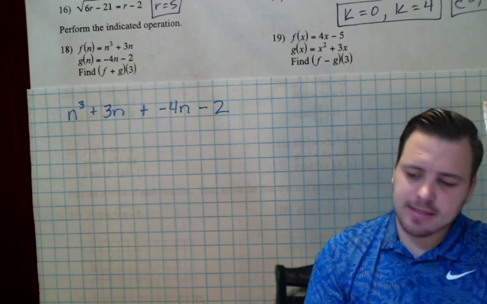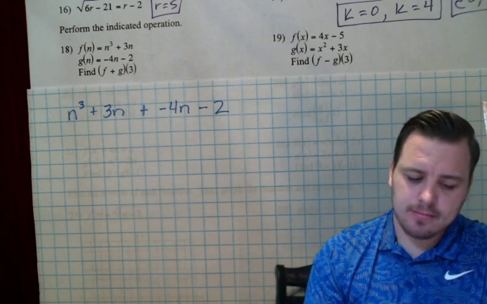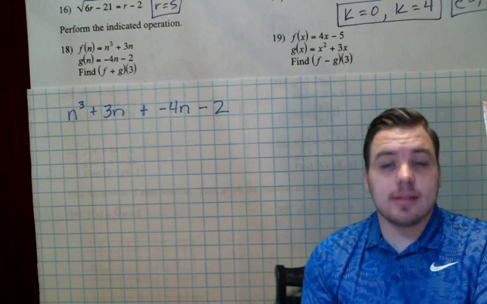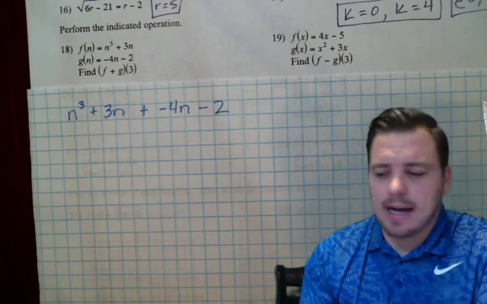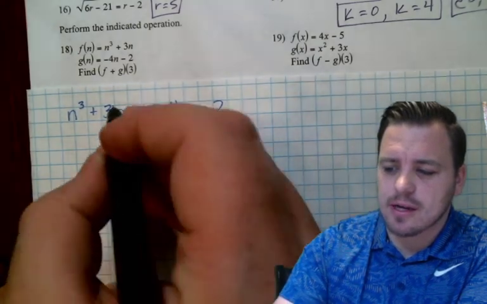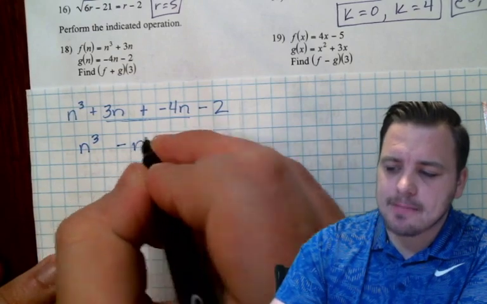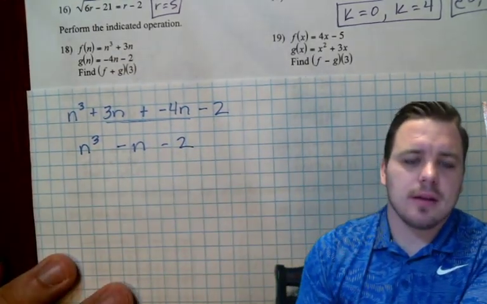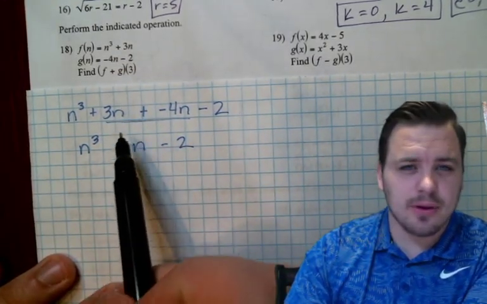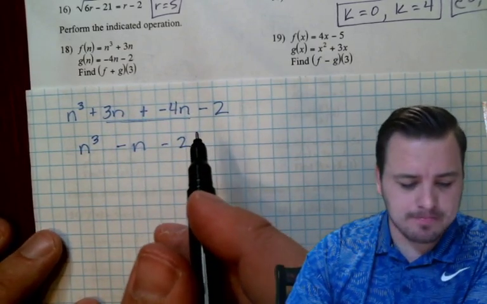So Maddie says plug. Okay. So in this case, yeah, you could plug, but I'm actually going to just simplify this right here. This is easy to simplify. 3n minus 4n is just negative n. So n cubed minus n minus 2. And again, on a problem like this, it's completely fine to just simplify those two and then plug it in. That would be my route.